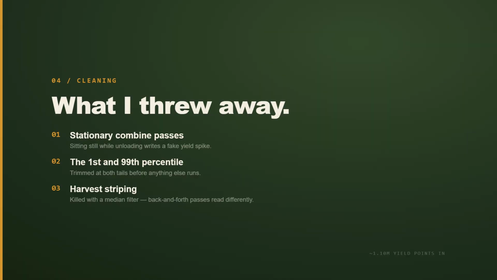Then I went ahead and actually cleaned up the data. So stationary combine passes got cleaned out. The 99th and the first percentile got trimmed, and I filtered everything to the median to kill the harvest striping that happens when you're going back and forth in the field.